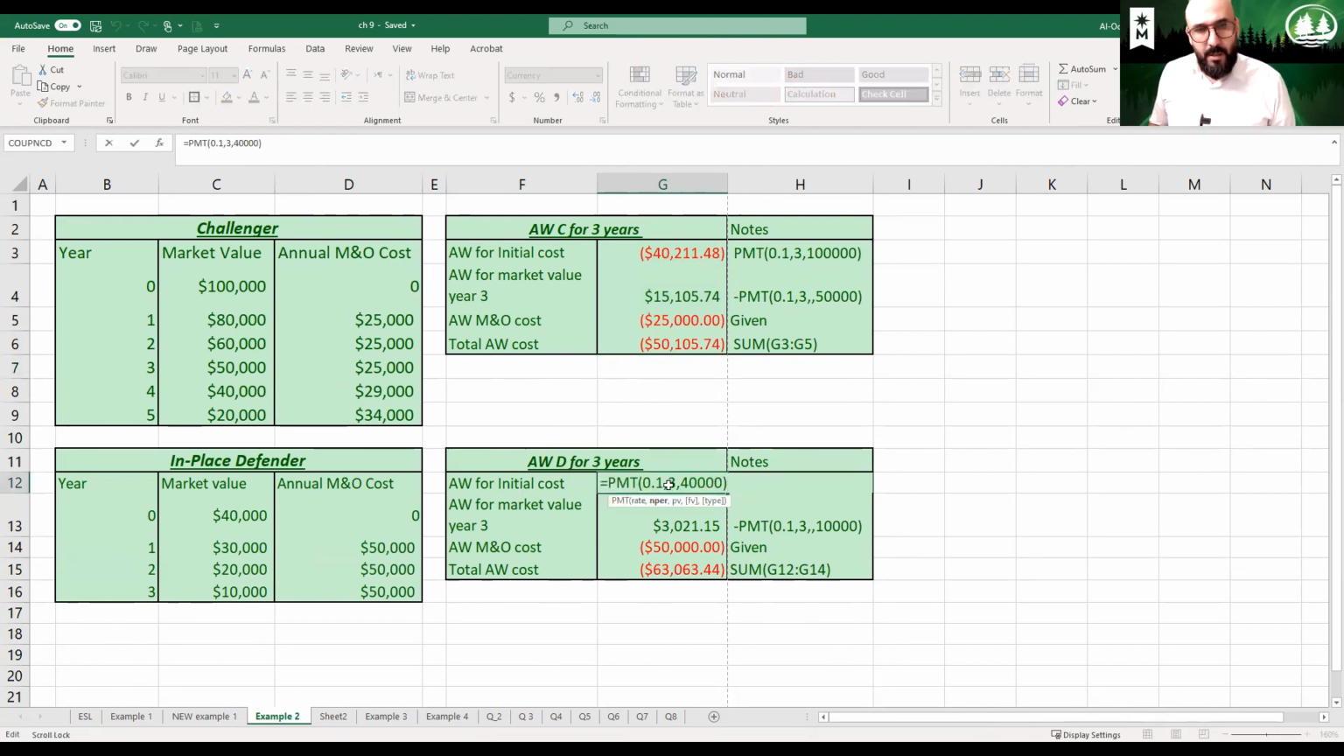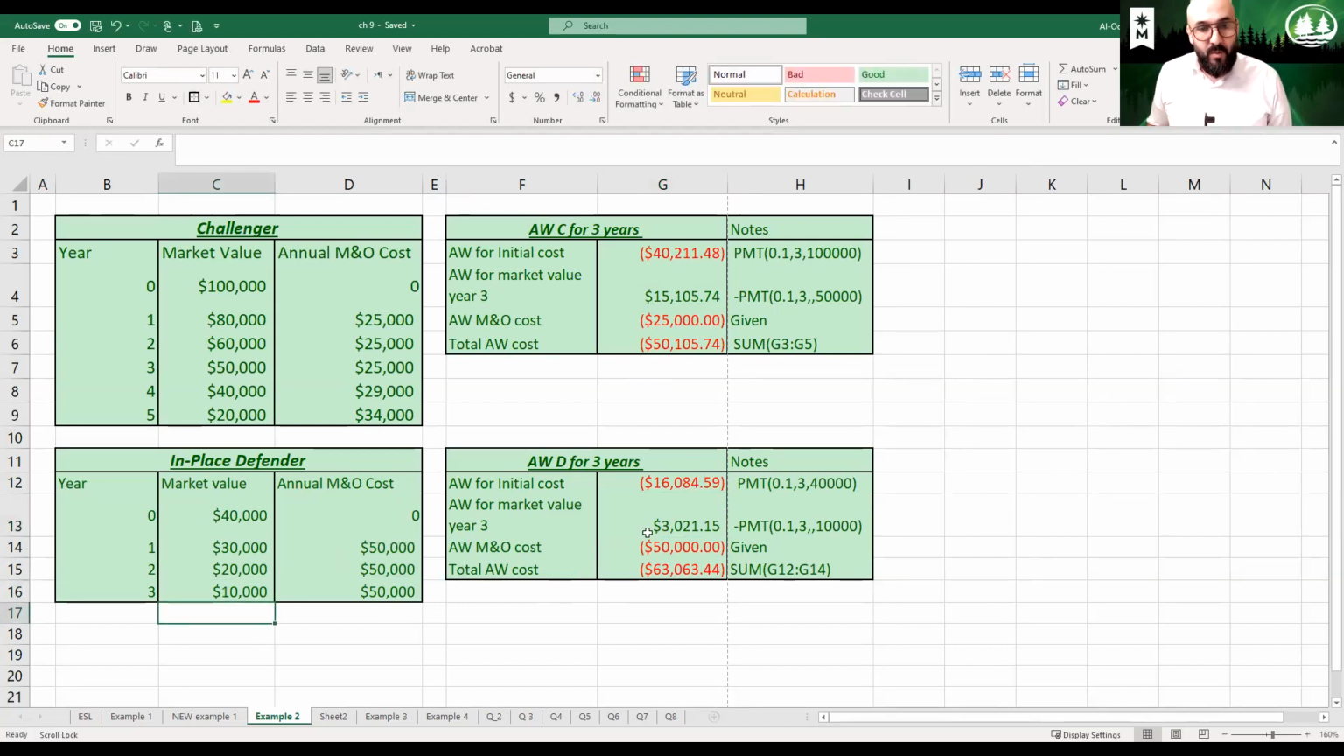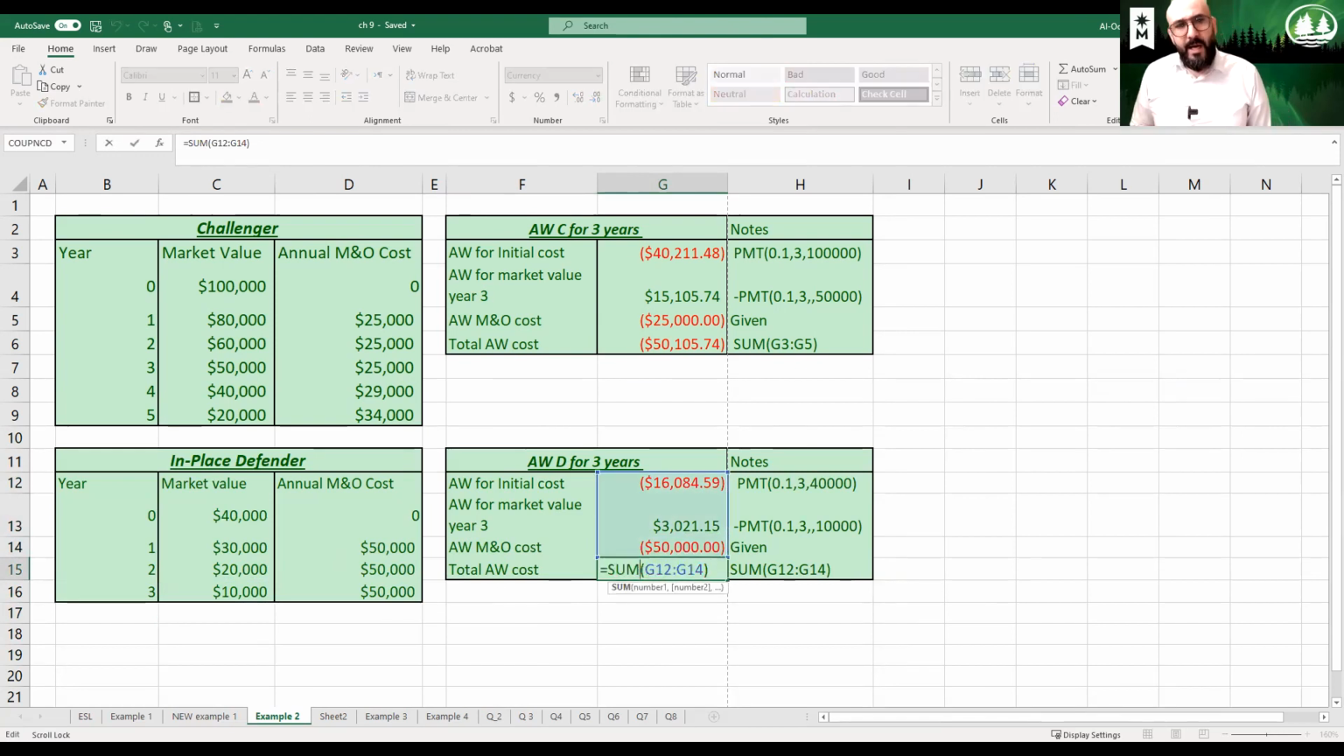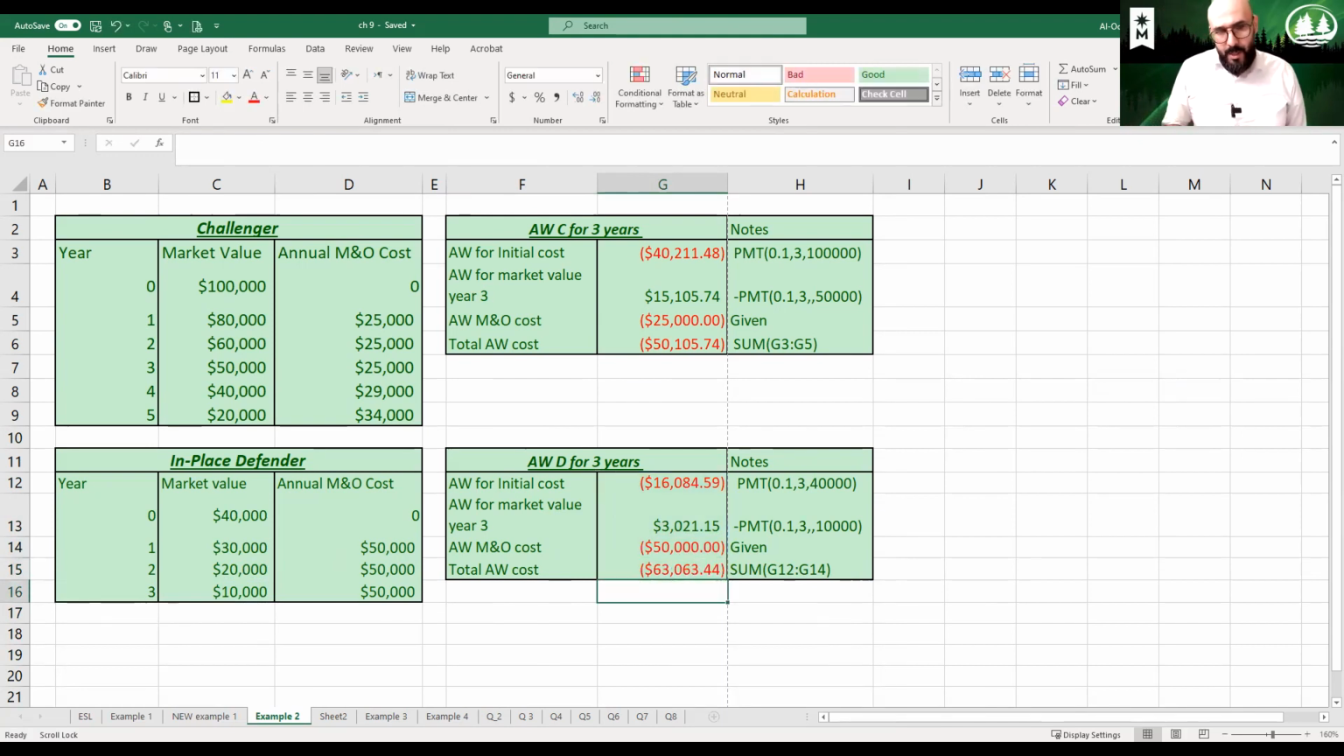Let's do the annual worth for the initial cost for 3 years. So we have 10%, 3 years, and 40,000. The salvage value after 3 years would be 10,000. So let's find out what would be the equivalence of the 10,000. That would be equal to 3,000 per year. And then the total annual worth would be adding all these together: the annual worth of the initial cost, the market value on year 3, which is the salvage value, and the maintenance and operational cost of $50,000, and add these together.